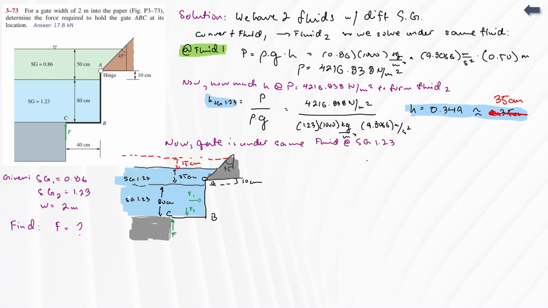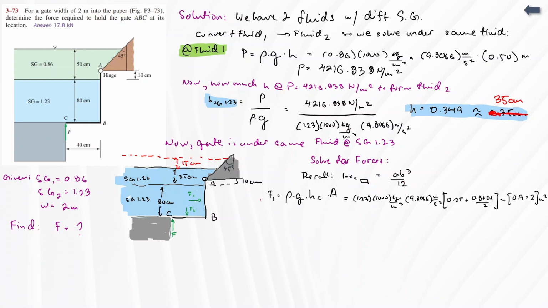So now the gate is under the same fluid at specific gravity 1.23. Now we can solve na for forces. How do we do that? So let's write down the equation natin. Remember the hydrostatic equations natin. Since we're dealing with a projection of a rectangular prism, totally submerged underwater, we know yung moment of inertia niya equals ab cubed over 12. You also know yung hydrostatic equation natin: F1 here, F2, and then F would be density times g times hc times area.